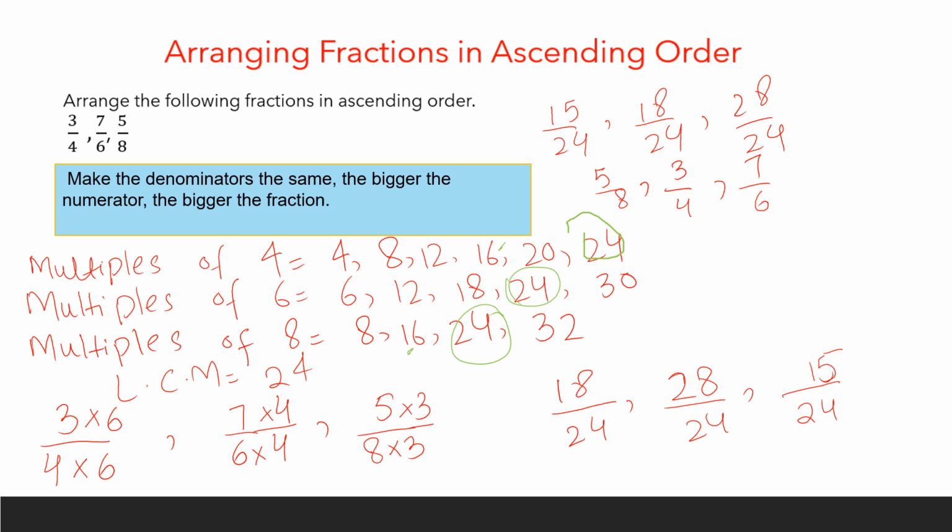So 5 by 8 is the smallest, so it is number 1. 3 by 4 will be the second one. And 7 by 6 is the highest fraction, so it will be number 3.